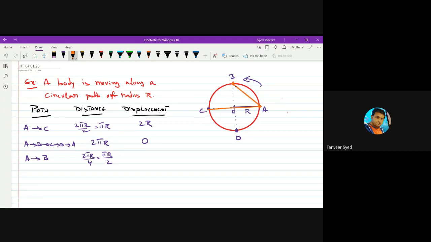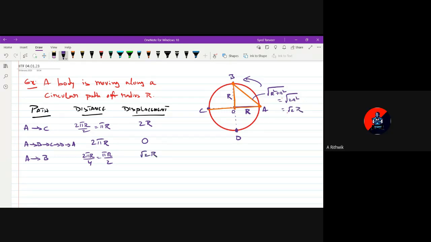This is the displacement from A to B. How much is this displacement? This is the radius of the circle. This is also the radius of the circle. It is a right angle triangle OAB. If you apply Pythagoras theorem, 2r square equals AB square. This will be root of r square plus r square, which is root 2r square, which is root 2 into r.